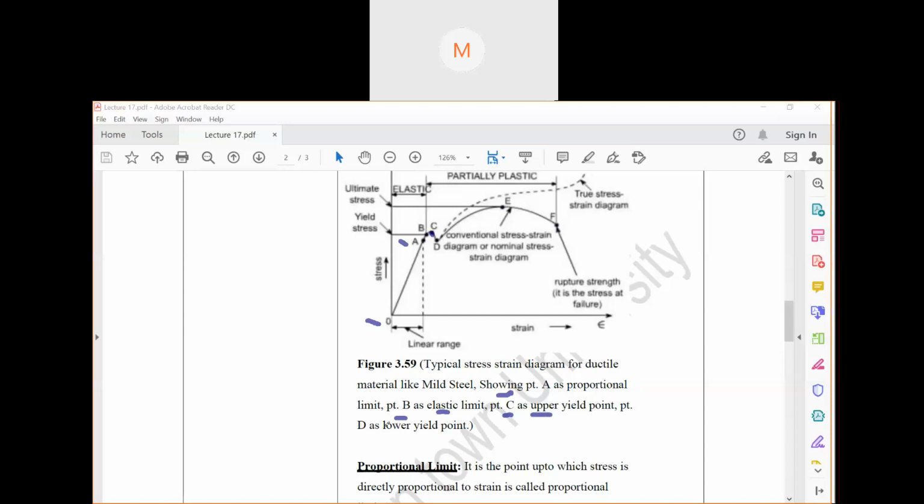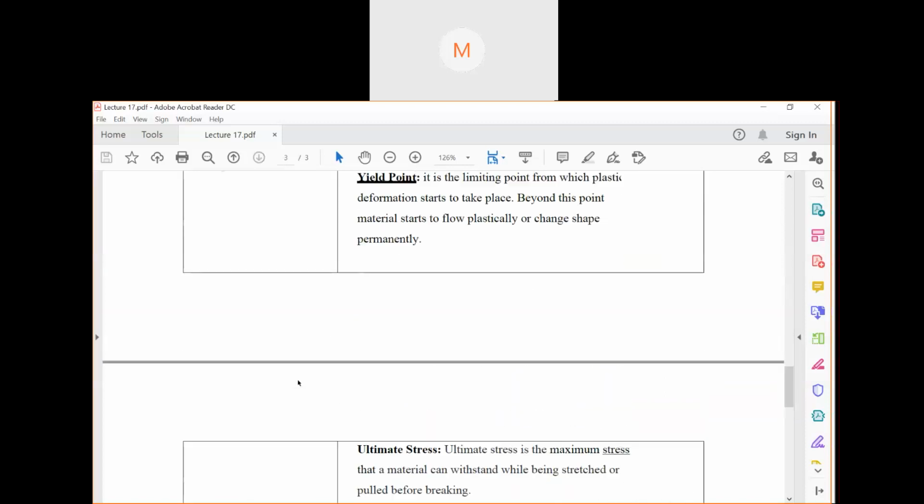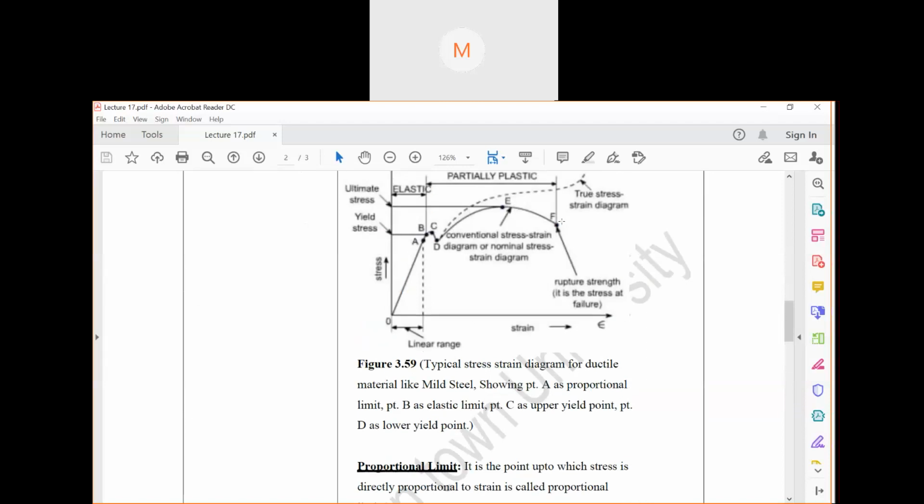Now at point F, here it is known as rupture. Rupture means what? Rupture means the point beyond which the material cannot hold any stress, and eventually it will what? It will fail or break down. So this is known as rupture.